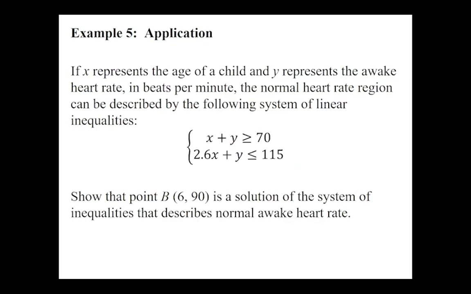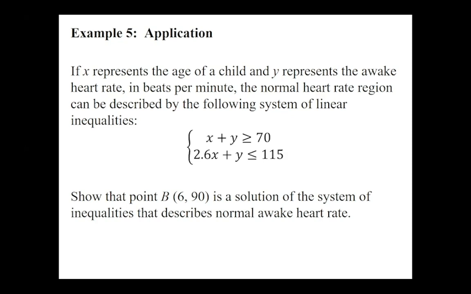If x represents the age of a child and y represents the awake heart rate in beats per minute, the normal heart rate region can be described by the following system of linear inequalities. x plus y greater than or equal to 70, 2.6x plus y less than or equal to 115. Show that point B, (6, 90), is a solution of the system of inequalities that describes normal awake heart rate.